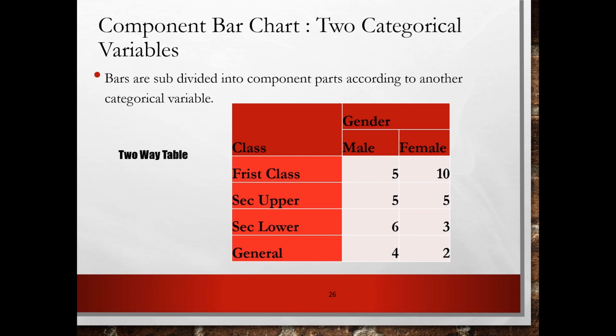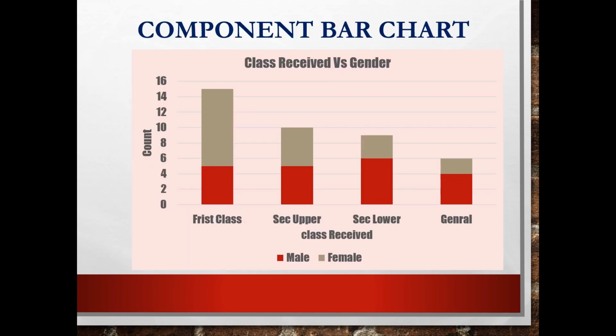For example, we initially draw a simple bar chart for the class of the graduates. So we had one whole bar for each class, and now we can divide the counts falling into each class, first class, second upper, and so on, as per the gender of the student as well. So the display will be like this, where for first class we have a total of 15 students, out of which how many are males, how many are females.